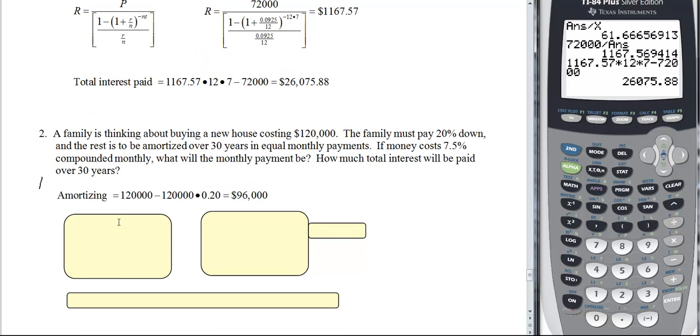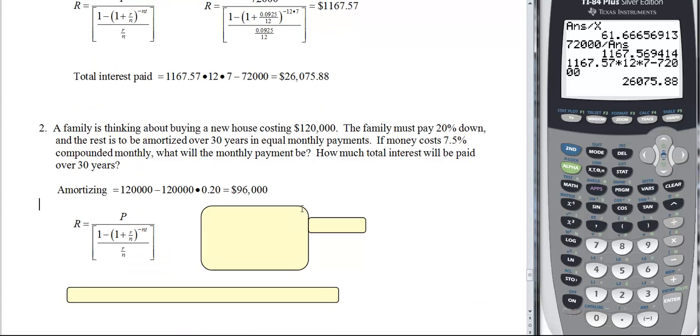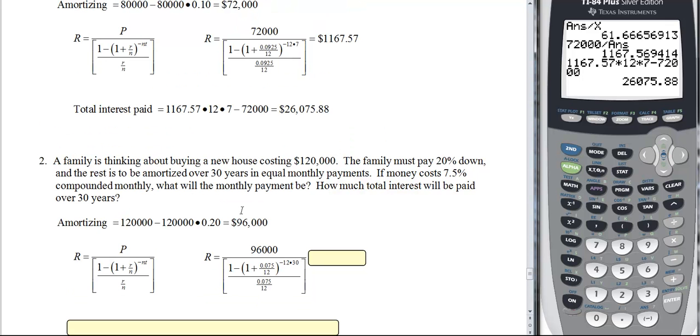Okay? So first thing we got to do is go find our monthly payment. So I'm going to be using that formula. So put in, let me see, 96,000 is what we're getting today to give to the owners, and put in the appropriate values and see if you come up with this.